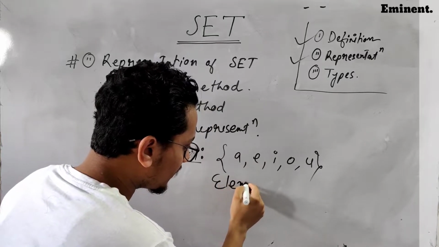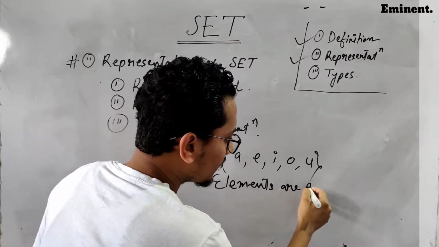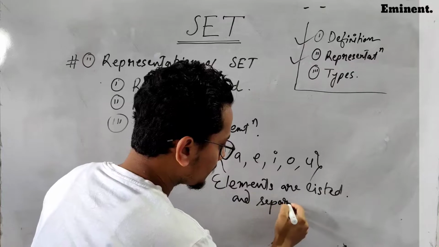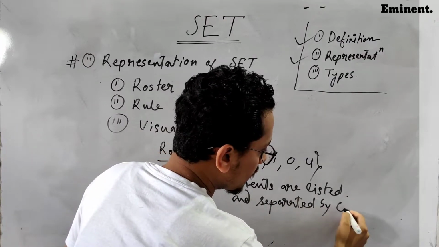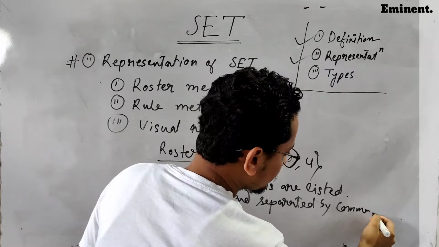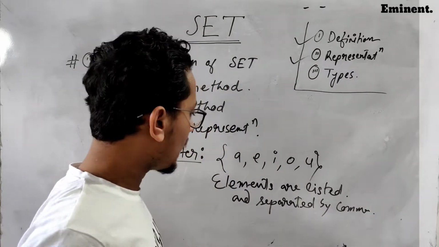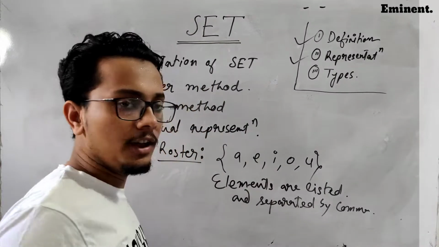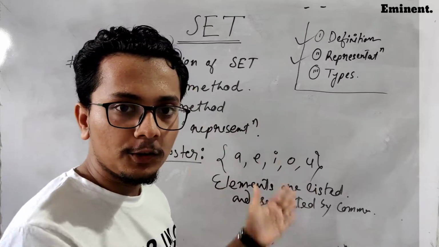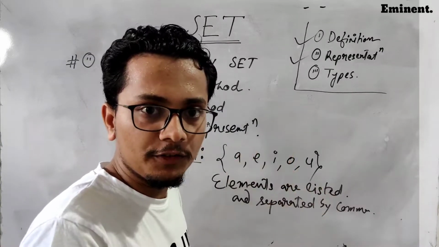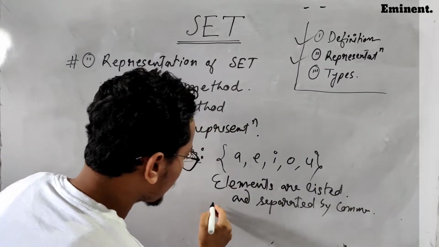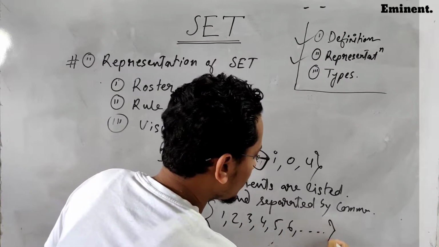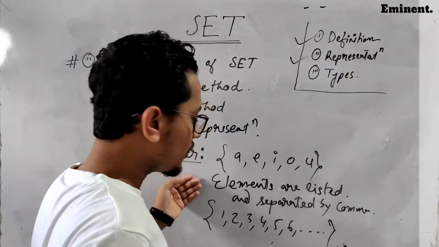What exactly here? The elements are listed and separated by commas. Okay, I hope you understood what exactly the roster method is. Like this, in the roster method, if you want to take the set of natural numbers, then you can write 1, 2, 3, 4, 5, 6, like this. Understood what exactly the roster method is?